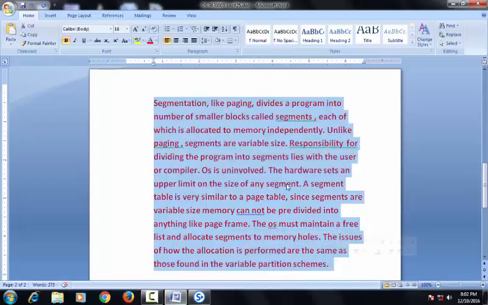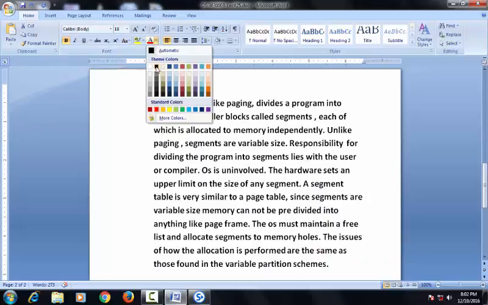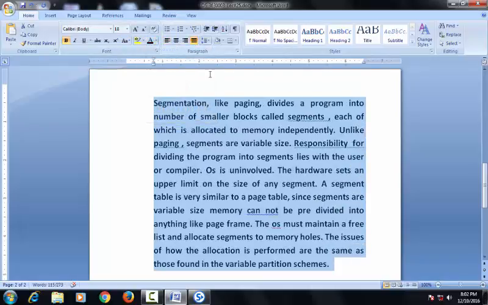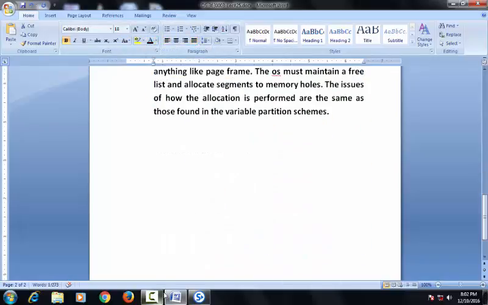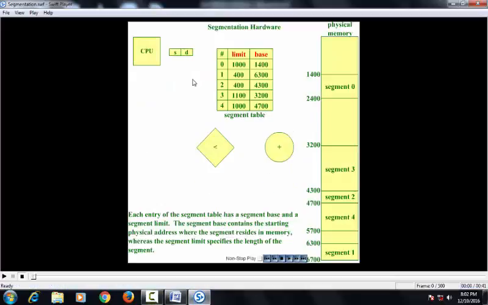So how will the segmentation take place? Let's try to understand it in a graphical representation. Let's have a look. Again we have 4 different entities: the CPU, the logical address format with segment number and limit, and the segment table, which contains 3 important columns: first, segment number, second, segment limit, and third, base address of the segment.